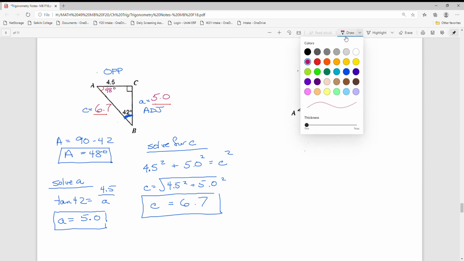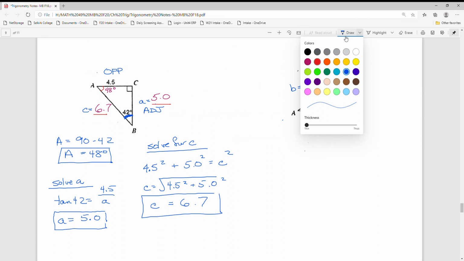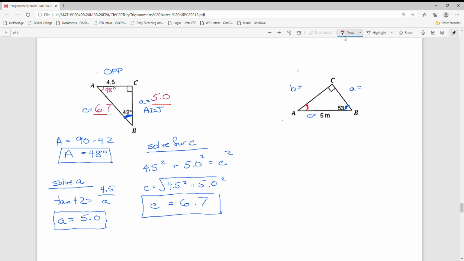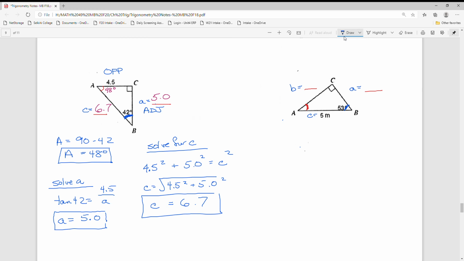Okay, last one on the page. You start by kind of labeling it a little bit. I've got 3 pieces of information that I'm looking for that I don't have already here. And I can really choose however I want to get there. I'm going to do the easiest thing first in solving for angle A, because A would equal 90 minus 53. Angle A would equal 37 degrees.